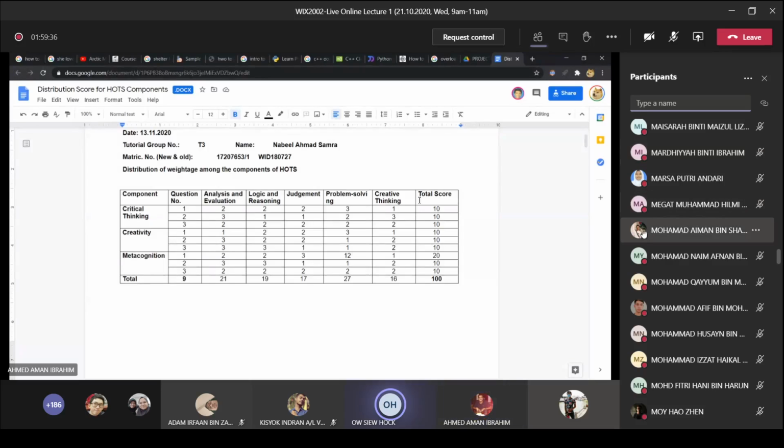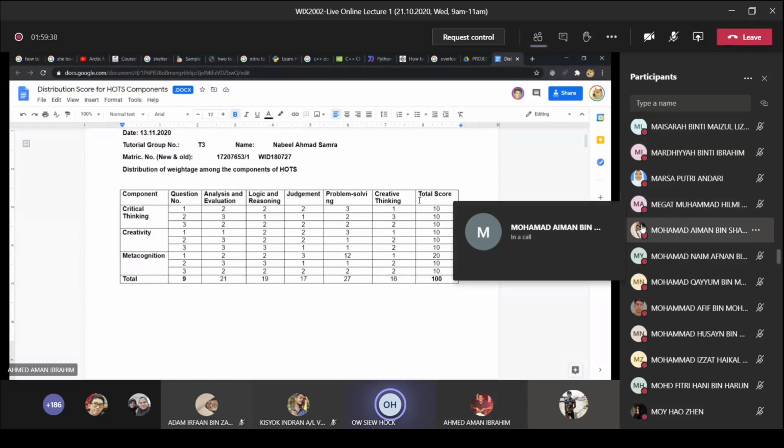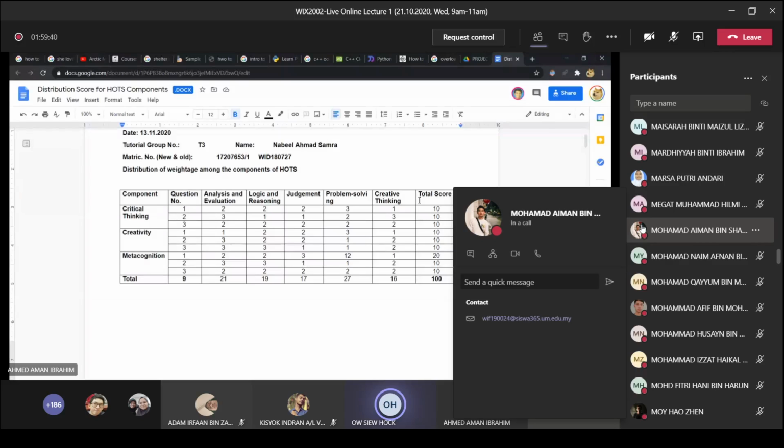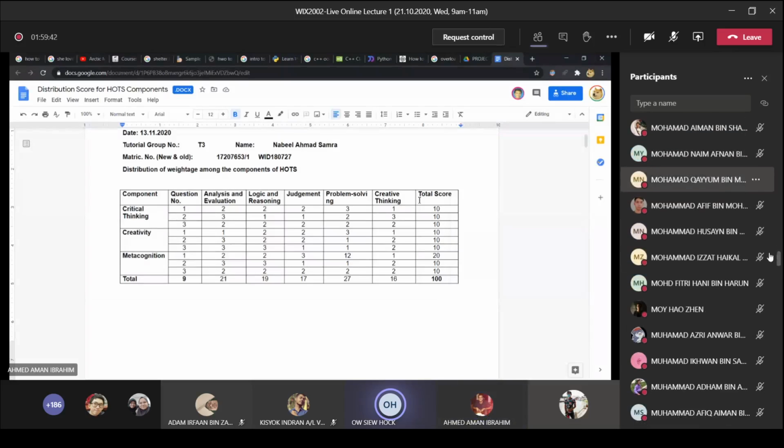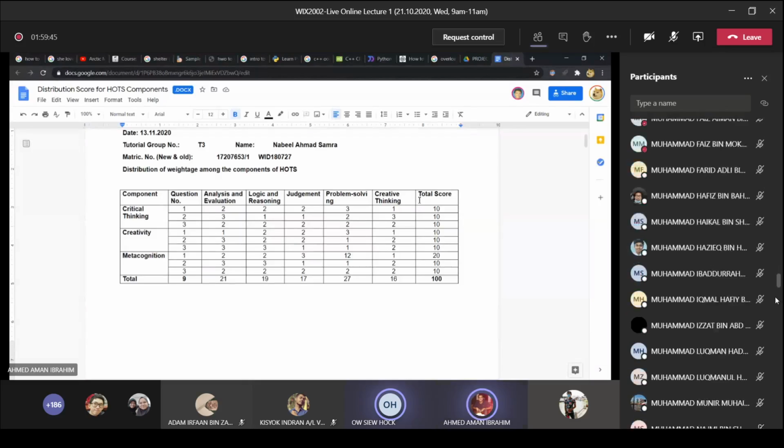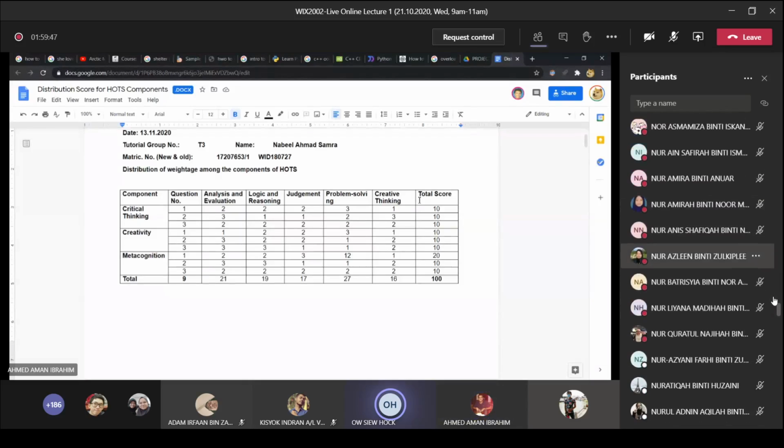And then if there's anything that is not balanced, that means there are certain aspects. Let's say, for example, analysis and evaluation happens in questions 1, 2, 3 of critical thinking, very high score in creativity, very high score in metacognition.